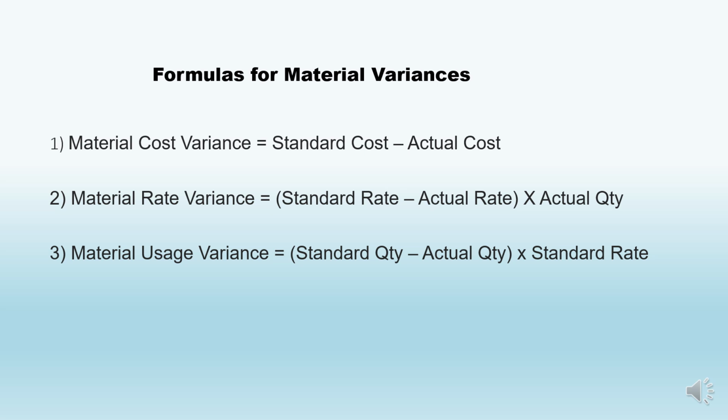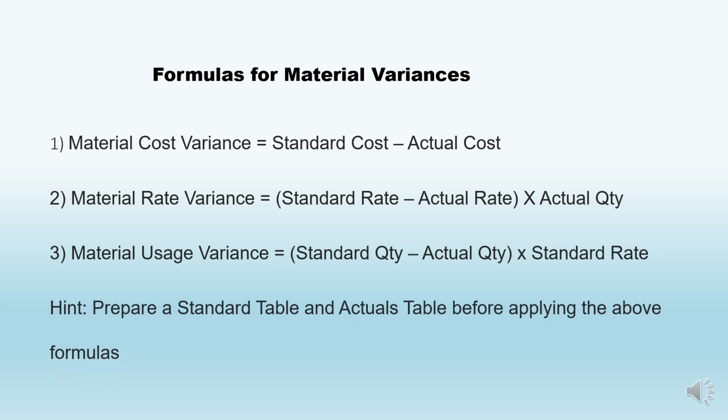So it is multiplied by actual quantity. When it is usage, it is standard quantity minus actual quantity. So it's very simple to remember the formulas. The multiplier factor here is the standard rate. If you are just able to remember that in rate variance it is the actual quantity and in usage variance it is the standard rate, I think you can memorize these formulas quickly.